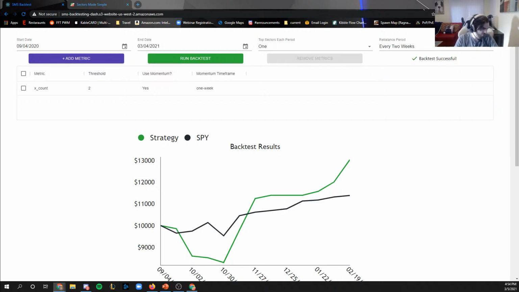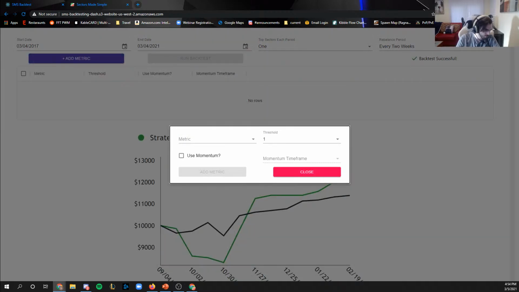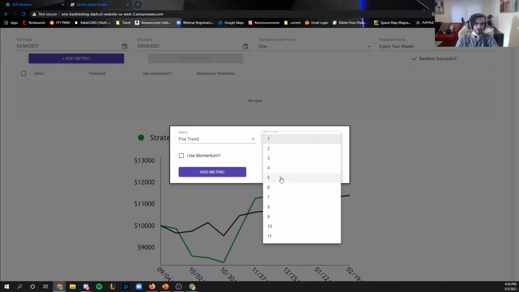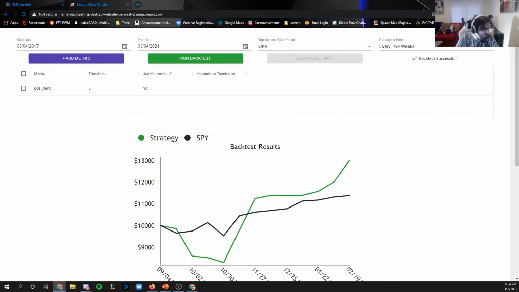All right, Erica had a strategy. 5 years back, the top 2 sectors on positive trend only. All right, let's do it. 2017. And you said positive trend. Was there a specific number? I'm going to set it to 5 just as something, and then we can decide what to go from there. The top 2 sectors. All right, 5-year back test using the positive trend of 5 or more.